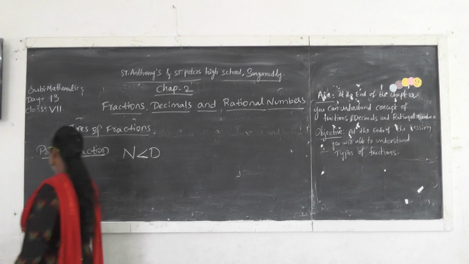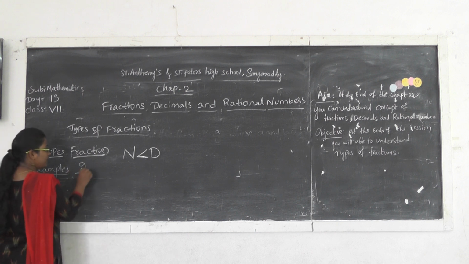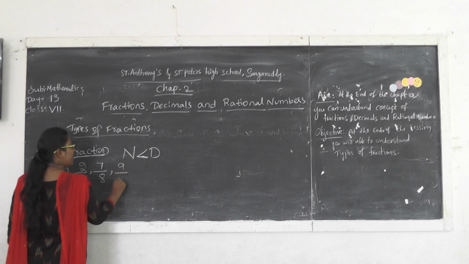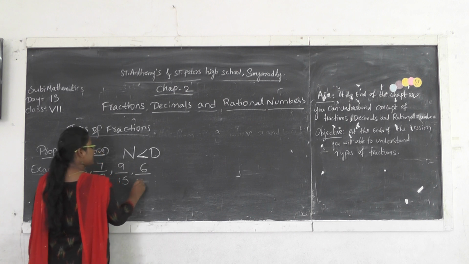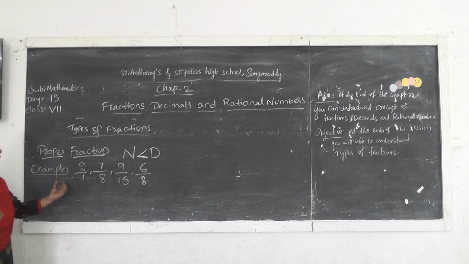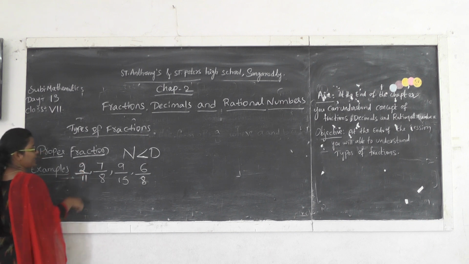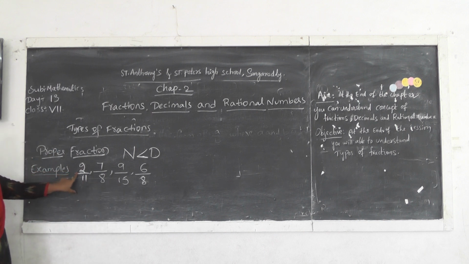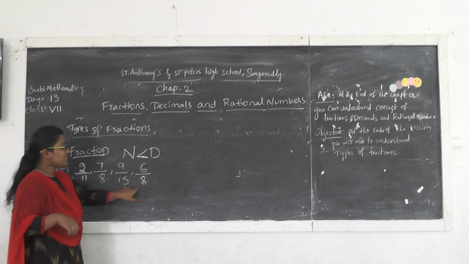Let me write some examples. 2 by 11, 7 by 8, 9 by 15, 6 by 8. These all are proper fractions because 2 is smaller than 11, 7 is smaller than 8, 9 is smaller than 15, 6 is smaller than 8.